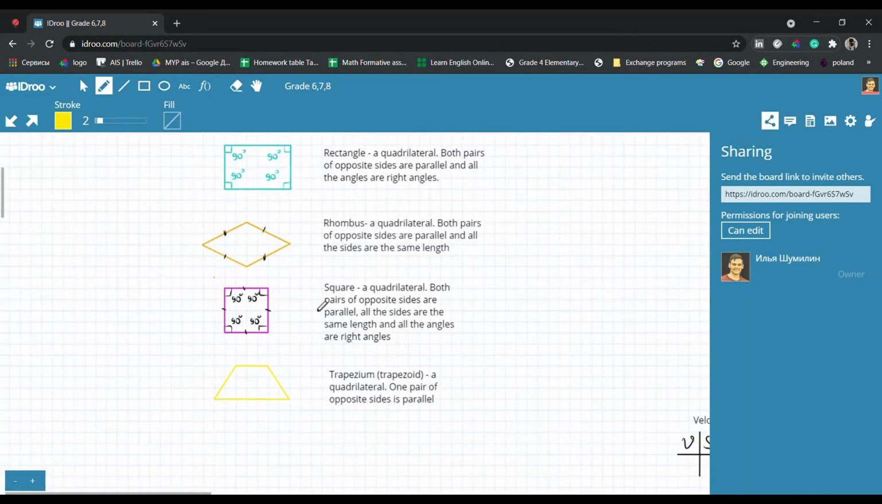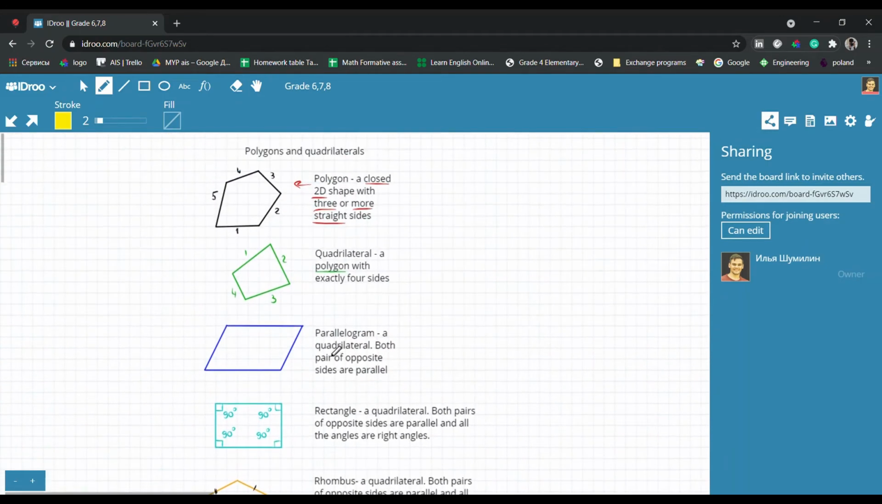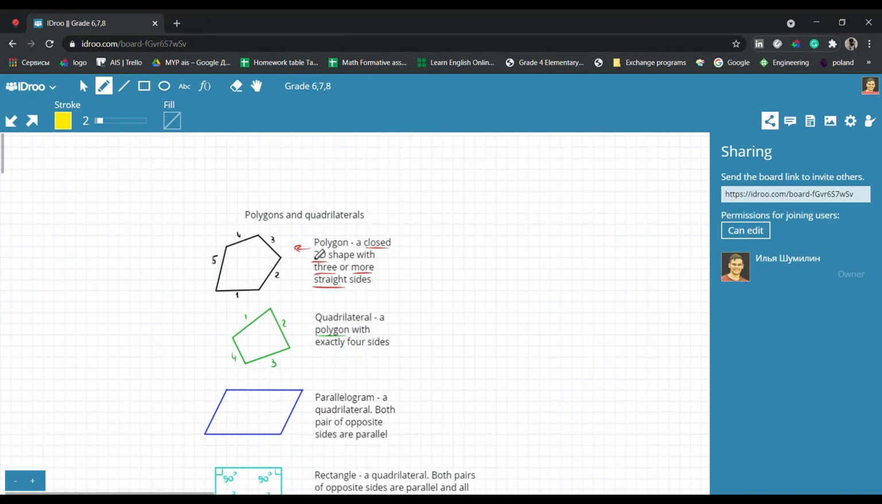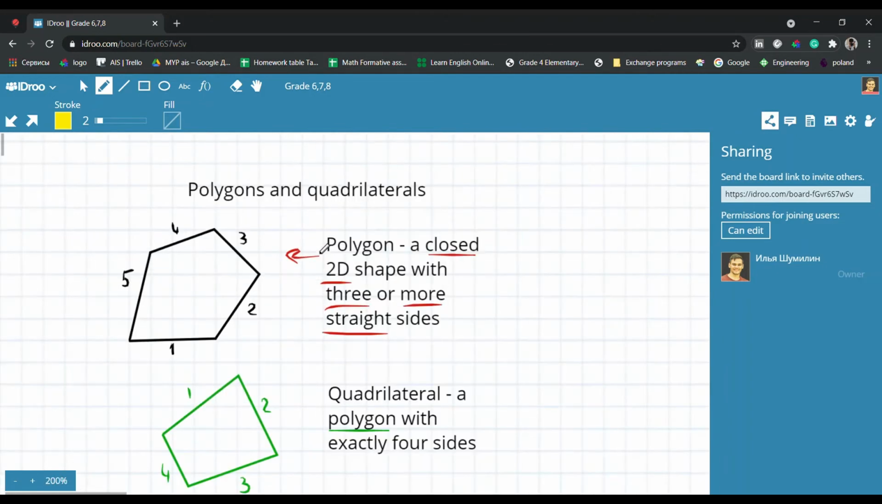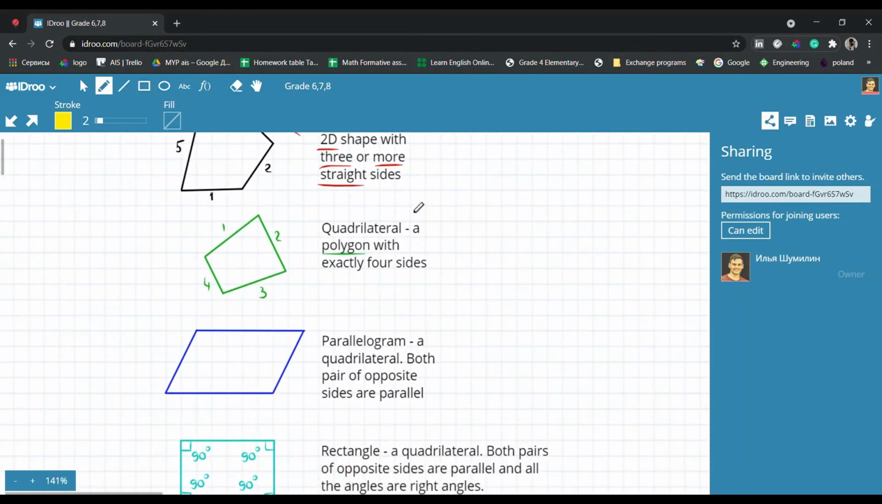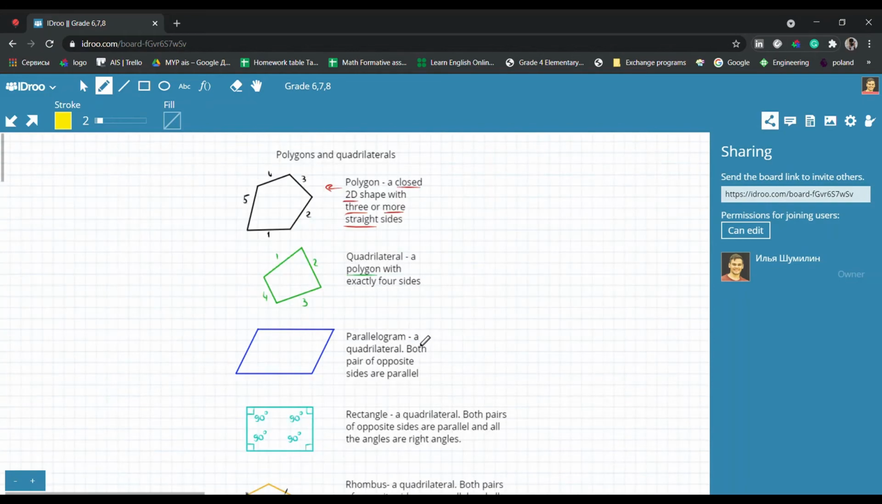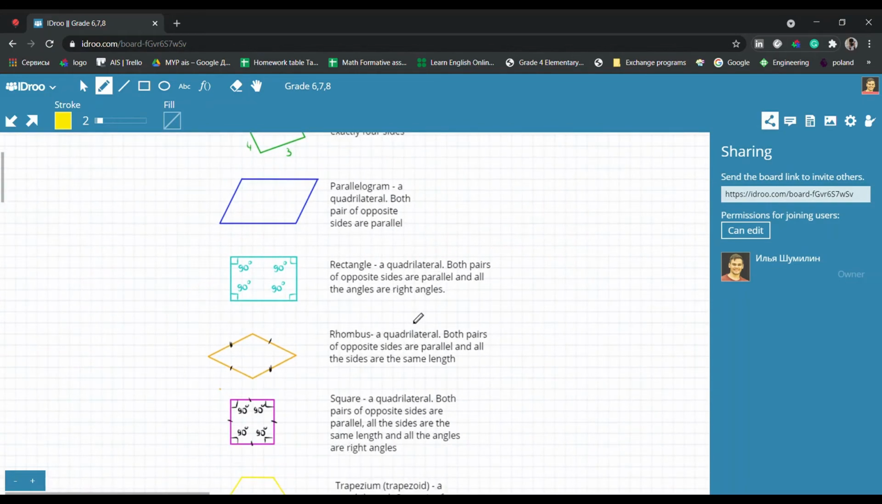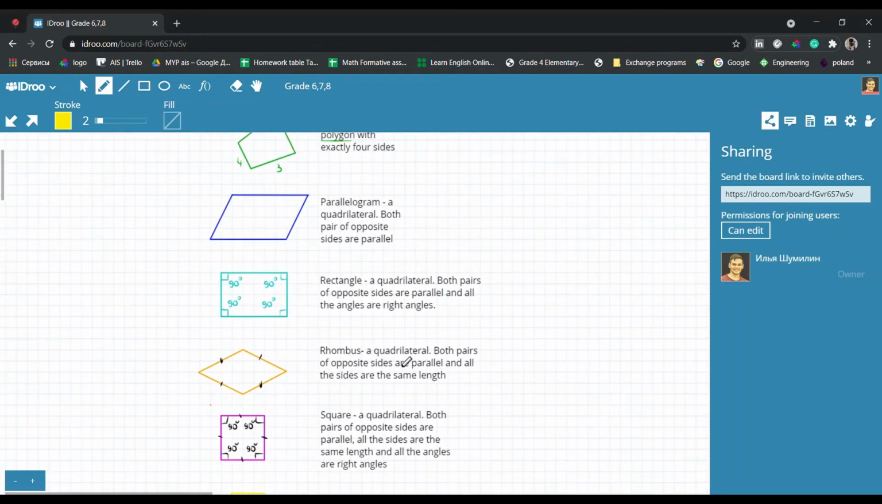That's it. Look at this beautiful chain of polygons and quadrilaterals. Polygon, a closed 2D shape with three or more straight sides. Quadrilateral is a polygon with exactly four sides, and you can read by yourself about those five quadrilaterals.